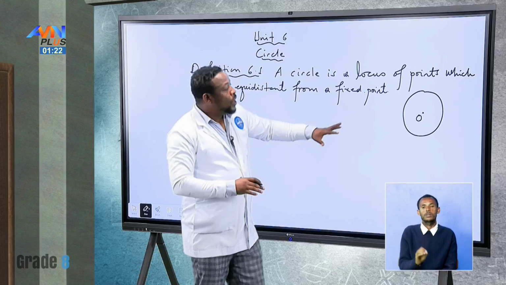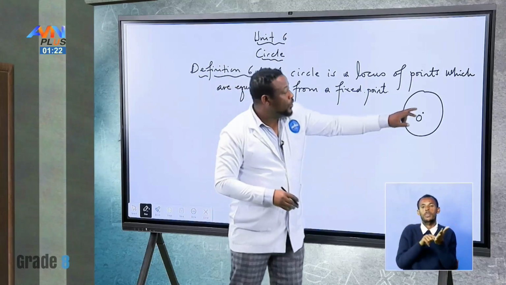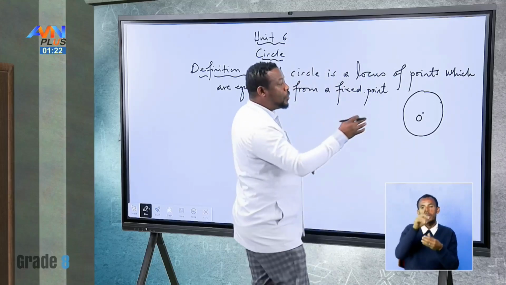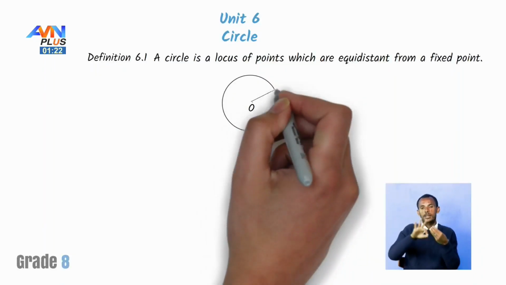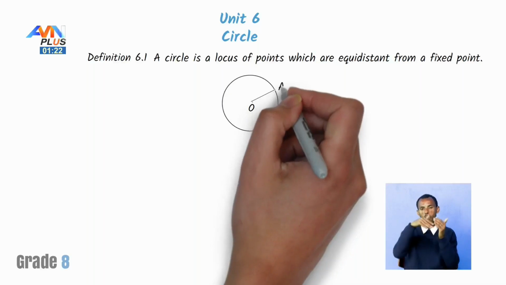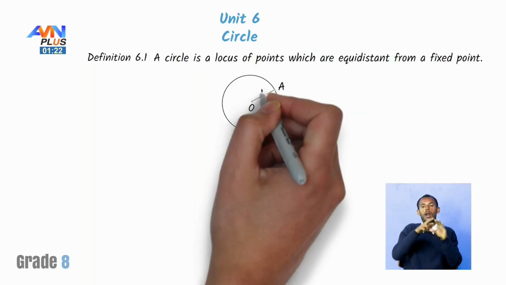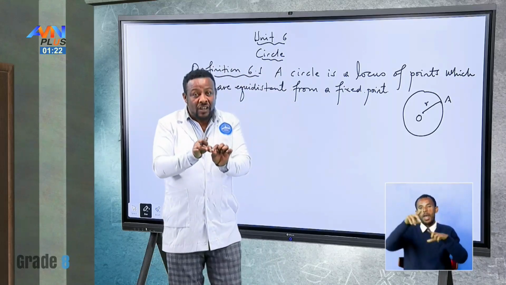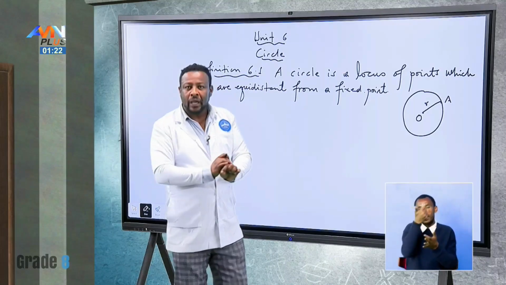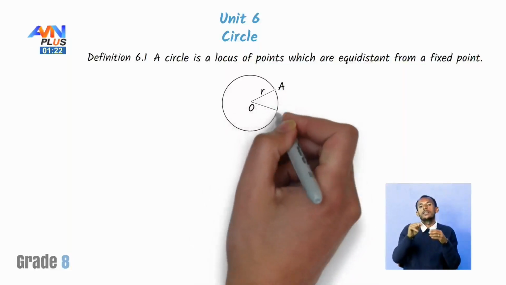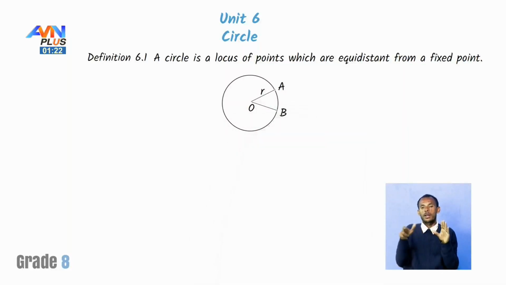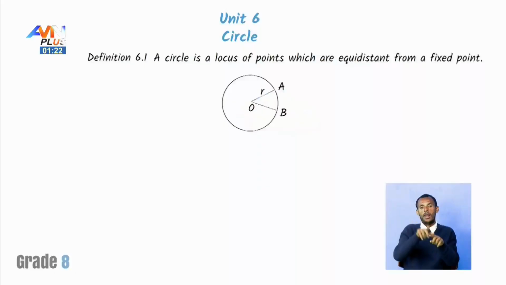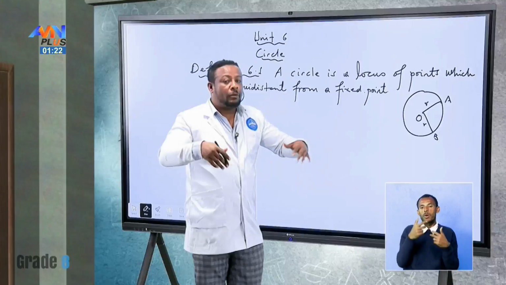Okay, so this point, and any point on the circle. You can take any point on the circle, say A. OA, this distance is called the radius. The radius of a circle is a line segment joining the center and any point on the circle. If you draw O to B and O to A, the lengths are the same. This is radius. You can have infinitely many radii.